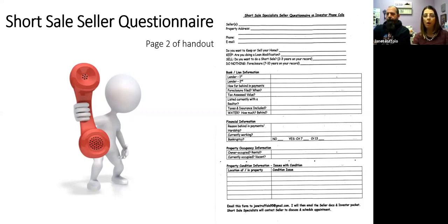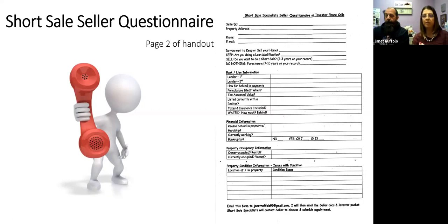And then the water. How much is the water behind? Water is a lien that follows the property. If they're behind on their mortgage, many times they're behind on other bills as well. Here's where we get into the reason for the hardship. We went through those examples. Are they currently working? Have they filed bankruptcy? That's just a matter of different paperwork that's needed or not.